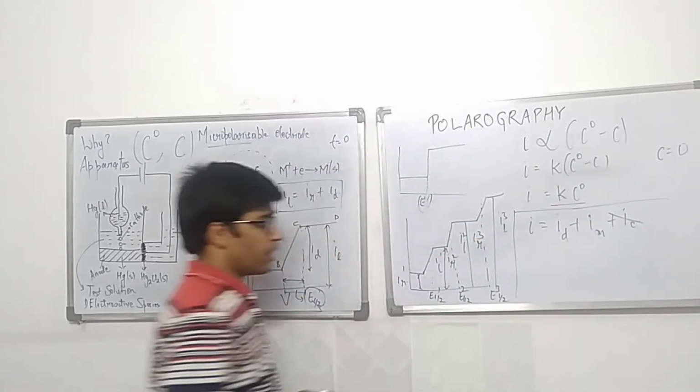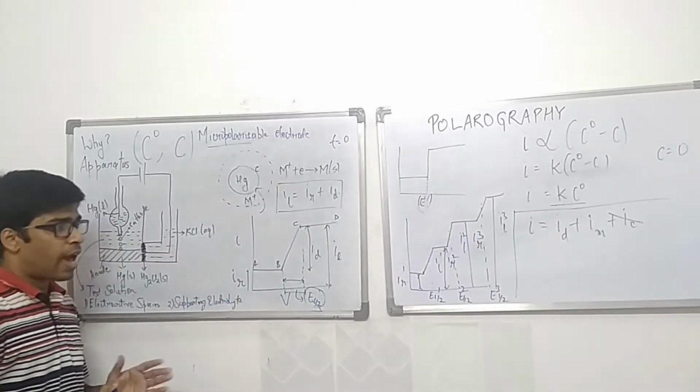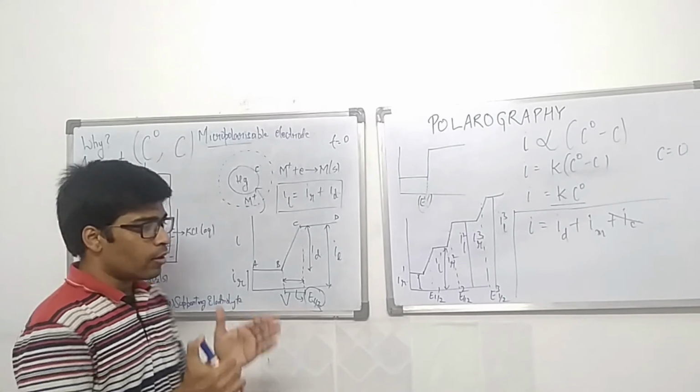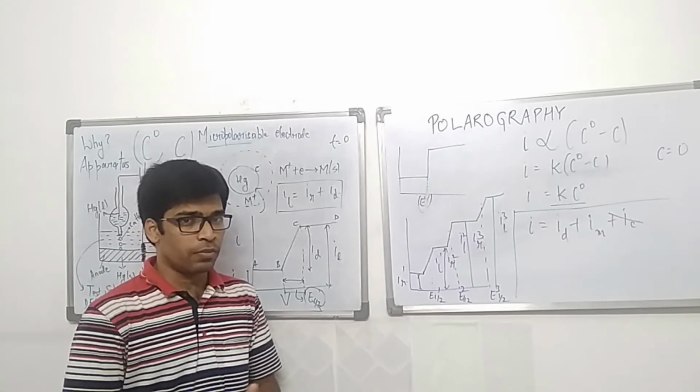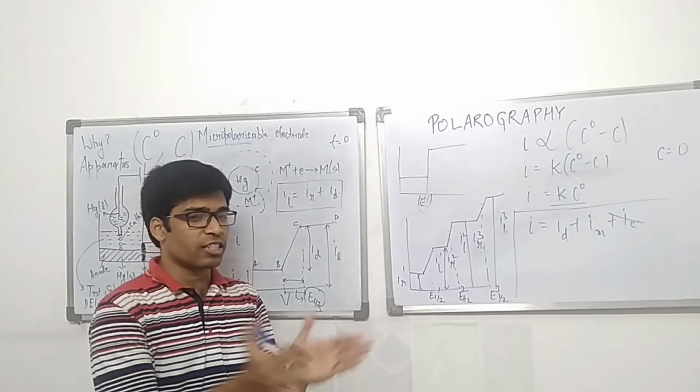Now there is migration current. Migration current is happening when you apply any potential across the system. Ions start flowing towards the respective electrodes.